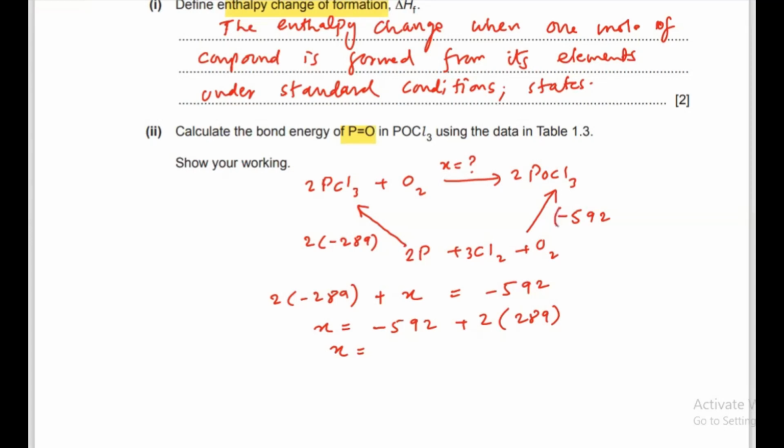Here we have actually 2 moles, because the formation of the 2 moles of POCl3 is there, so we can add 2 here. So this is minus 1184 and then plus 578. So the answer is negative 606. Now this is the answer. This is the enthalpy change. I mean the enthalpy change of this reaction is negative 606.